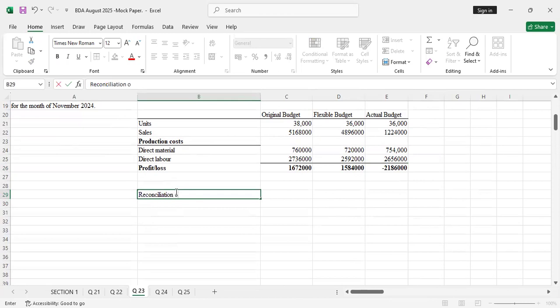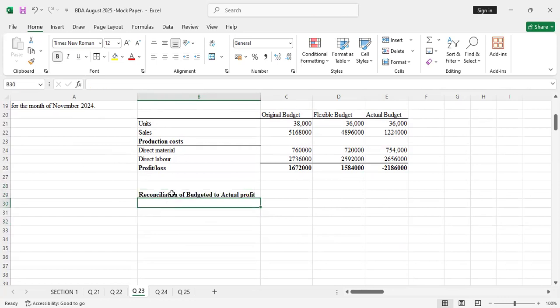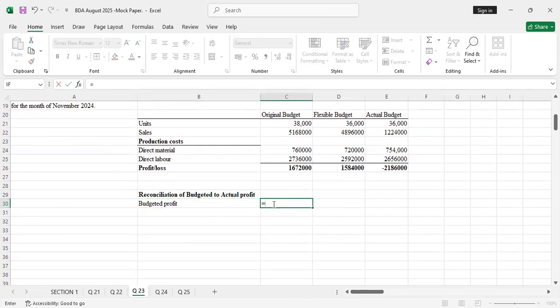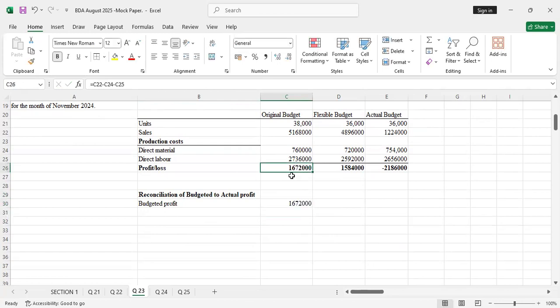So reconciliation of budgeted to actual profit. I'll highlight this, then I bold. You start with the budgeted profit. So what was the budgeted profit? And here you have to be very keen. Our budgeted profit, you just pick it here if you have calculated correctly.